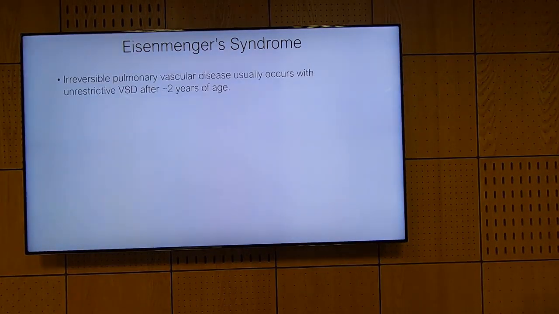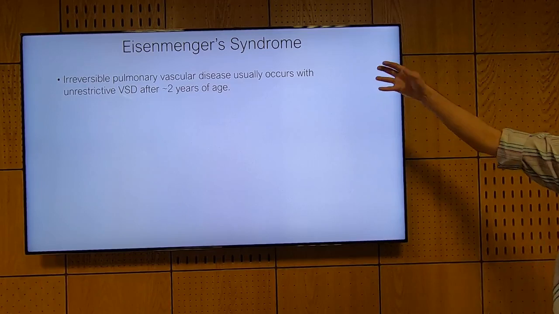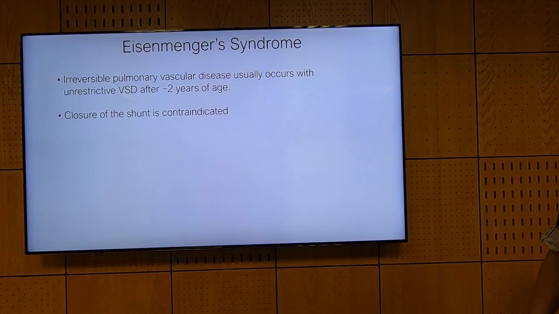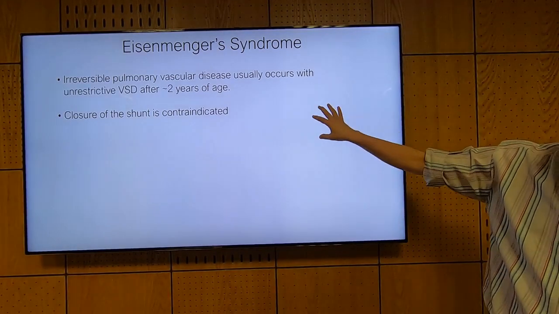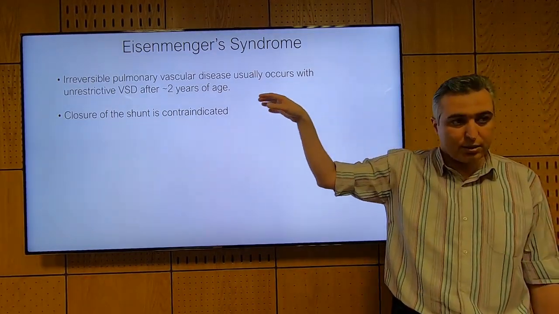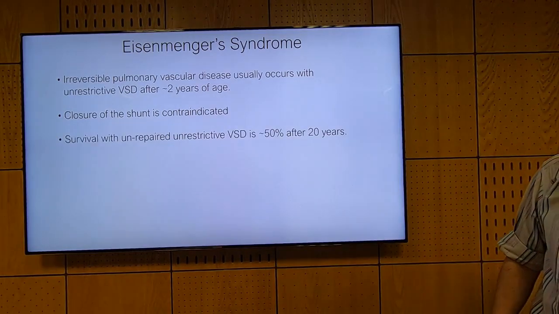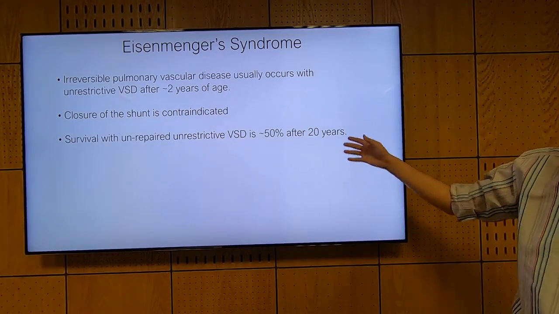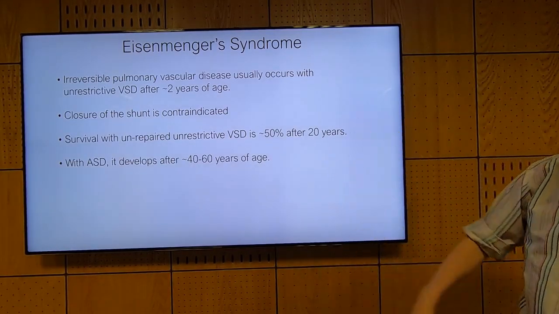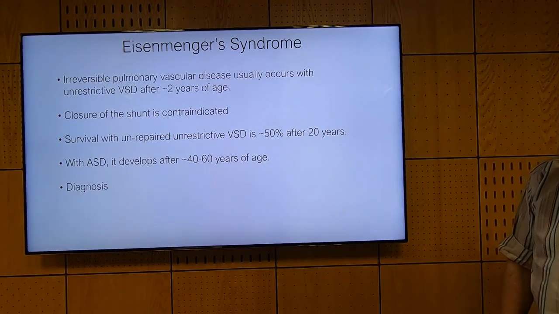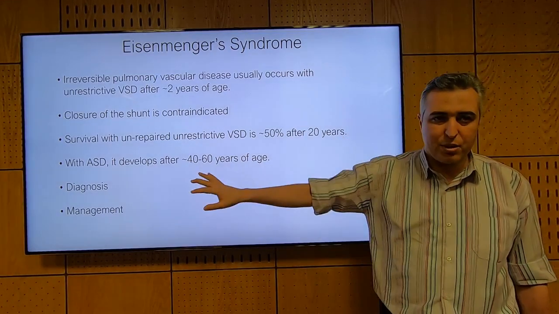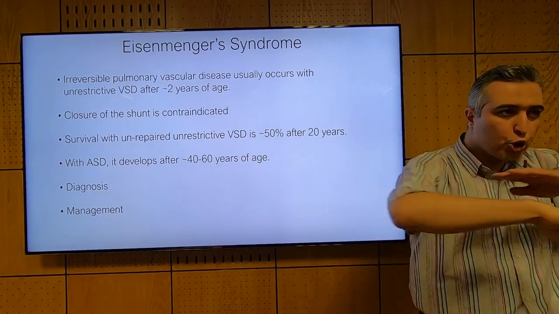So we talked about Eisenmenger syndrome. It's an irreversible pulmonary vascular disease. It occurs usually in unrestricted VSD after about 2-3 years of age. The closure of the shunt is contraindicated because the natural history of these patients is much better than after closure. The median survival in these patients is approaching 20 years, while in ASD, this might develop a lot later, like 40-60 years of age. We've talked about diagnosis, and Soha will talk a lot about management. At least you do not close the shunt.